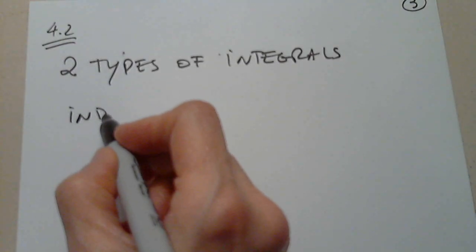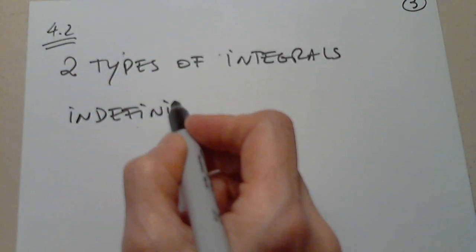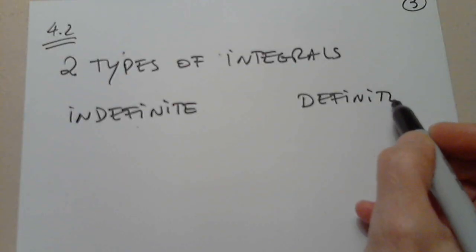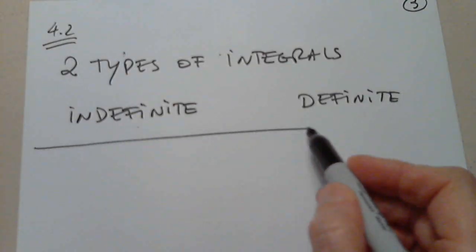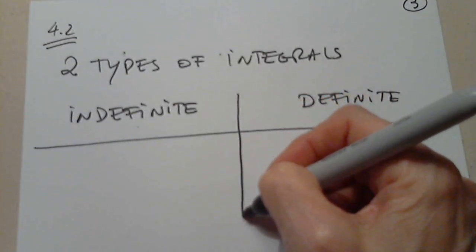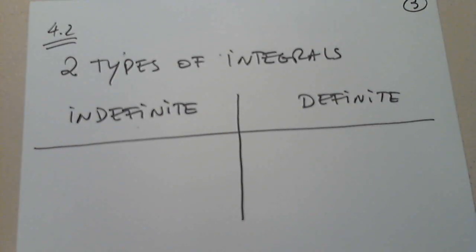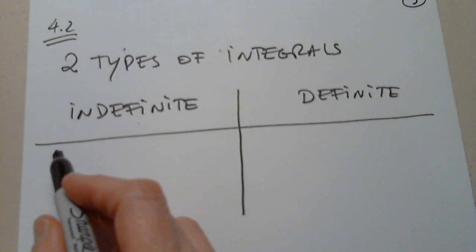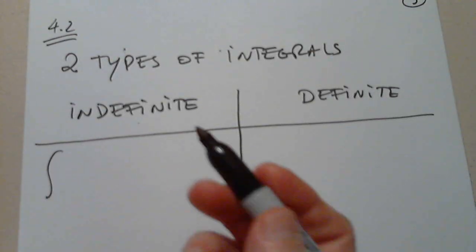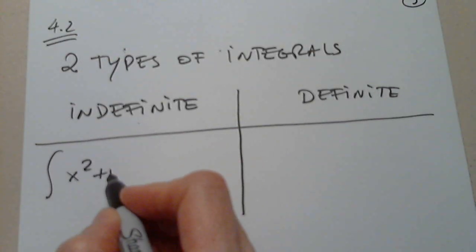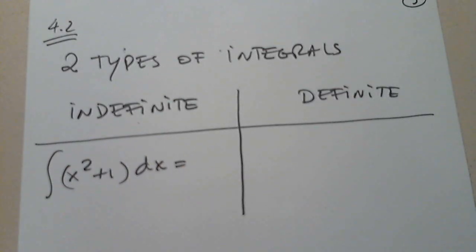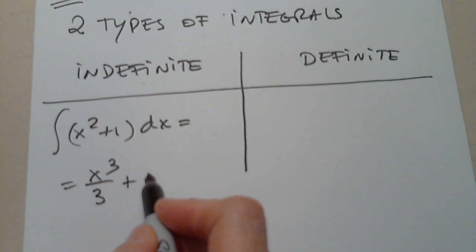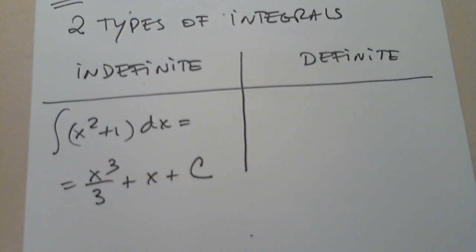One which is indefinite, and the other one that is definite. So far, we dealt with the indefinite. What was the indefinite? As an example, the indefinite integral of x squared plus 1 dx, and we obtained x to the third over 3 plus x plus a constant c.